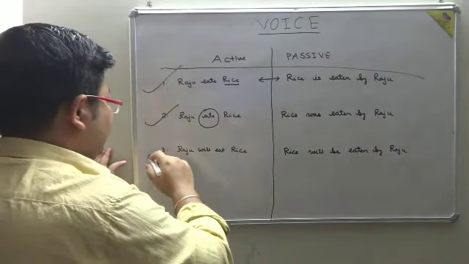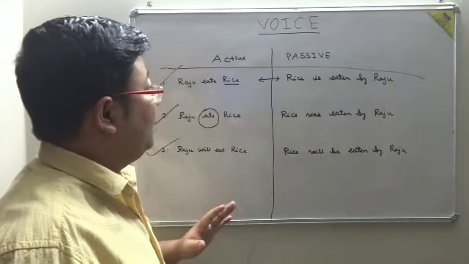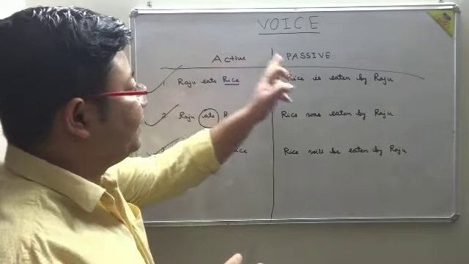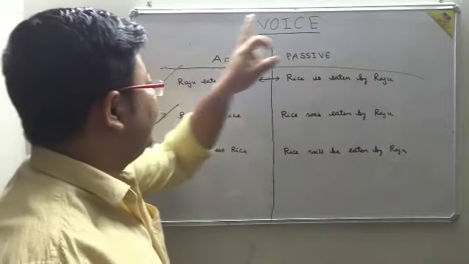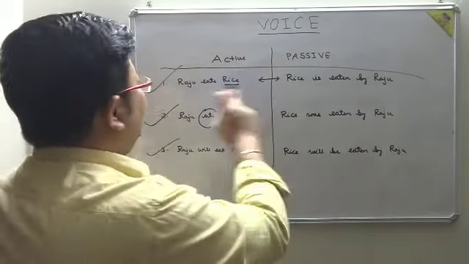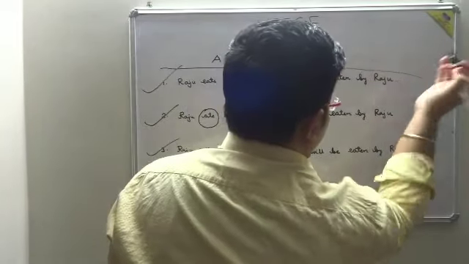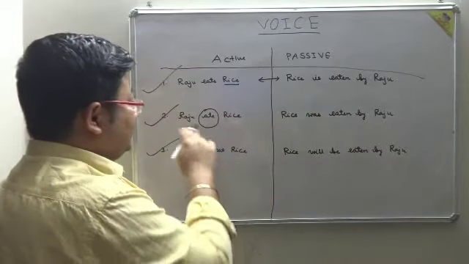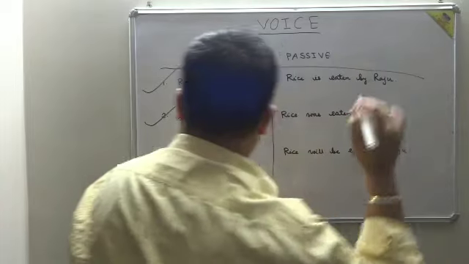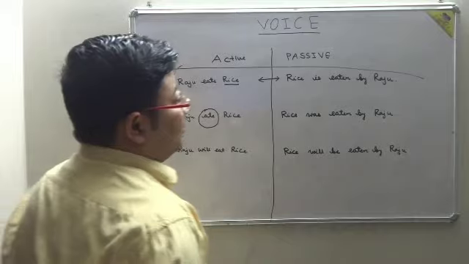See, always you observe the first and second rule is the main thing, okay, for conversion of active into passive. The subject will be converted into object here, and the object in active voice will be converted as subject in passive voice. Raju eats rice. Rice is eaten by Raju. Okay. Raju ate rice. This is the past tense, okay. So rice was eaten by Raju. Raju will eat rice. Rice will be eaten by Raju.